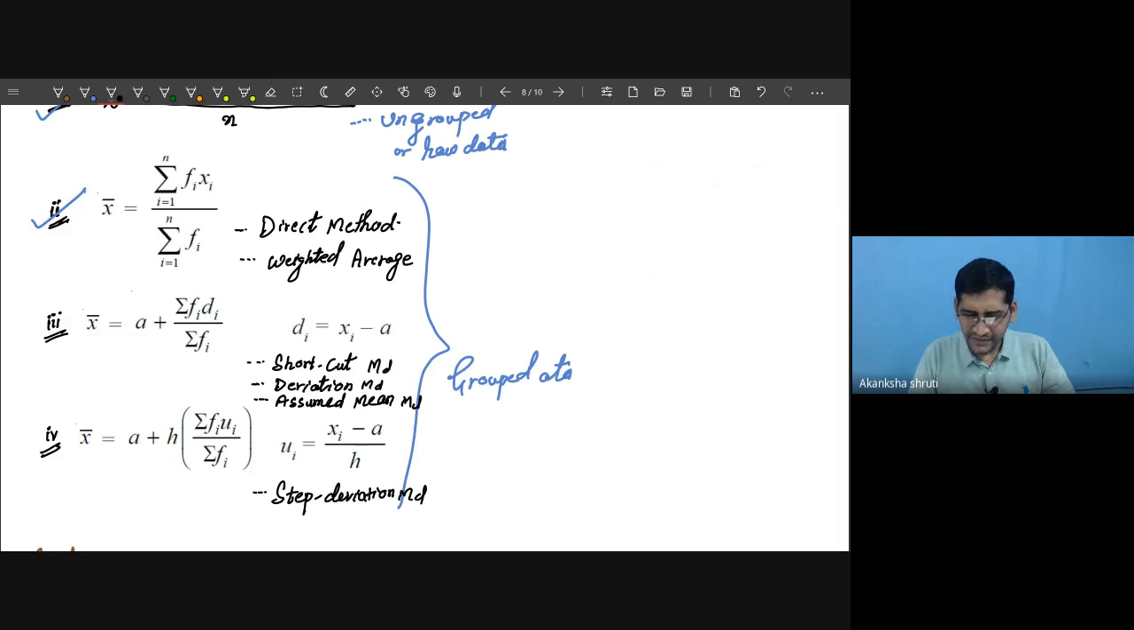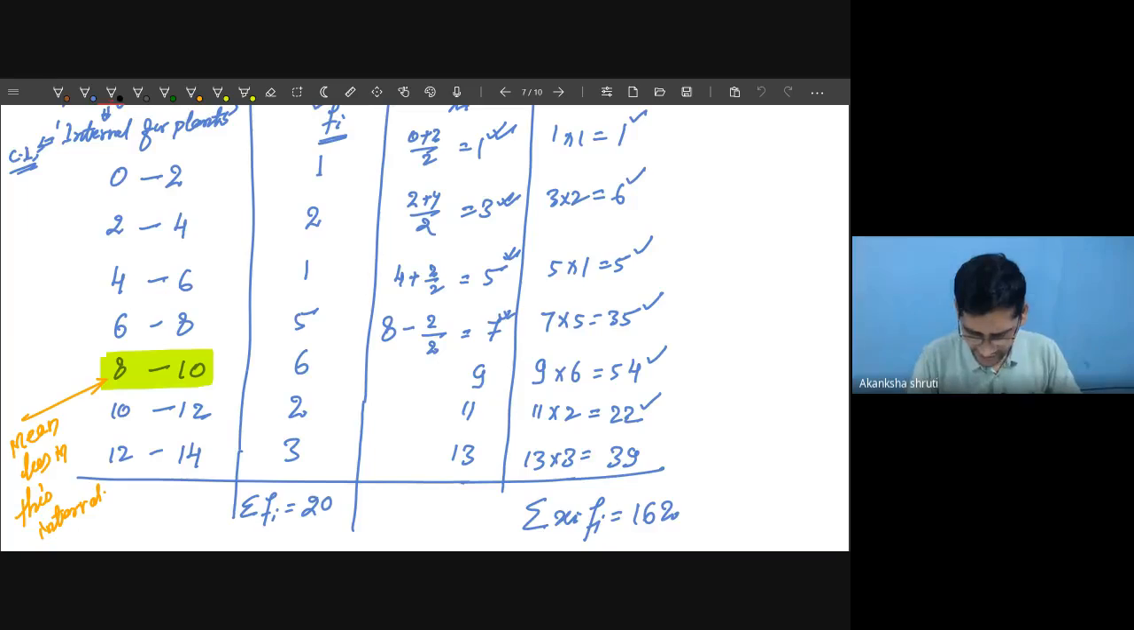In the direct method, we were doing the longer calculation of sum of fixi divided by sum of fi. Sometimes this sum of fixi is quite big. So that can be reduced by first assuming that let the mean be something. What will that mean be? So we have learned that the mean always falls in one of the class intervals, that we learned yesterday. Students, you can observe that.